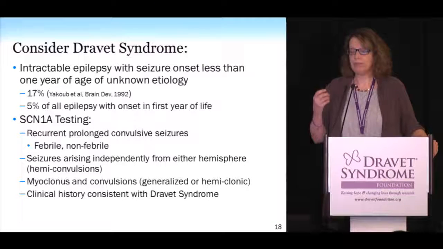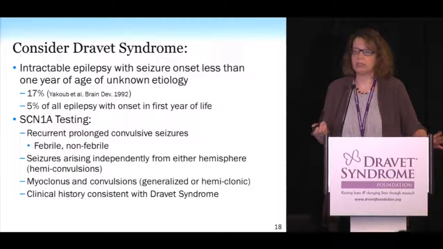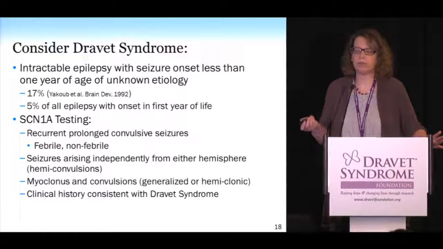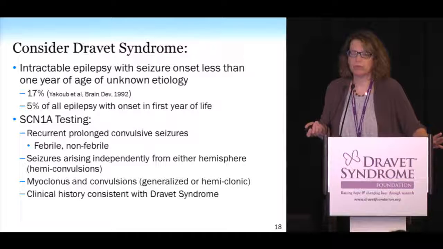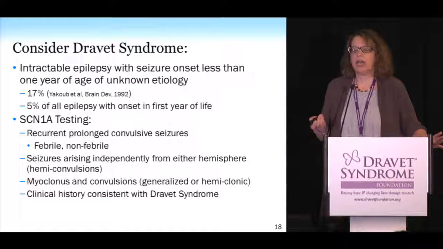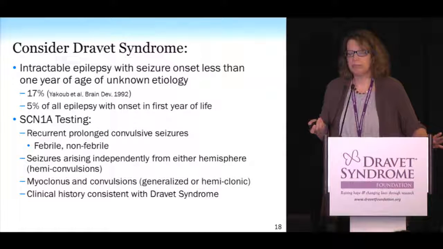So from my view, thinking of all those, I think it's extremely important to consider Dravet syndrome early. It's an intractable epilepsy syndrome, less than 1 year of age. It will have a diagnosis of Dravet syndrome in 17% in one study, and 5% of all epilepsy syndromes in the first year of life. I do SCN1A testing.